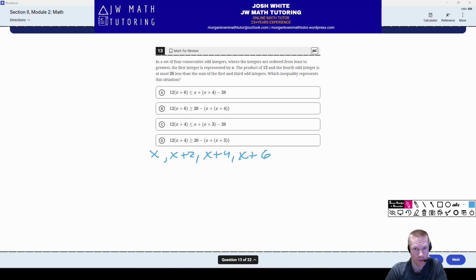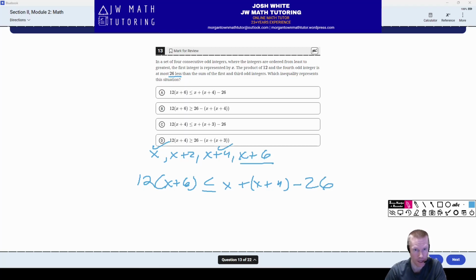All right, so now we know that the product of 12 and the fourth odd integer, which is this one, is at most. So that means it's going to be less than or equal to, because there's basically like an upper limit that it has to be less than for it is at most. And then sum of the first and third. So that's the first and the third, and also 26 less than that. So x plus 4, that's the sum of the first and the third, and then it's at most 26 less than that. So that's why we need the minus 26 at the end.